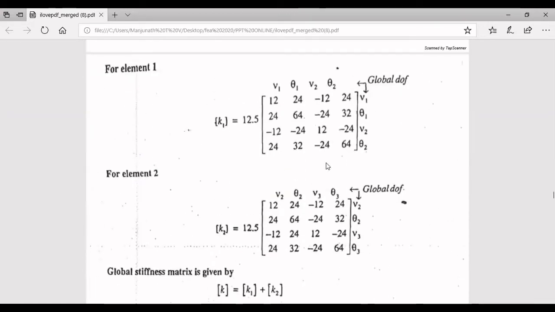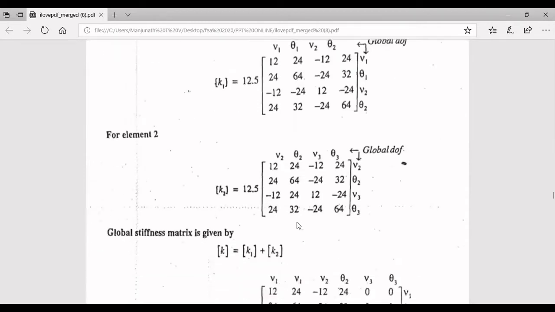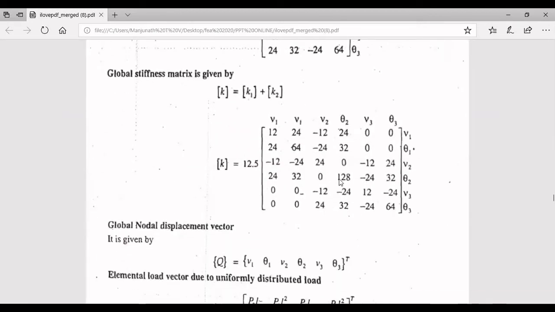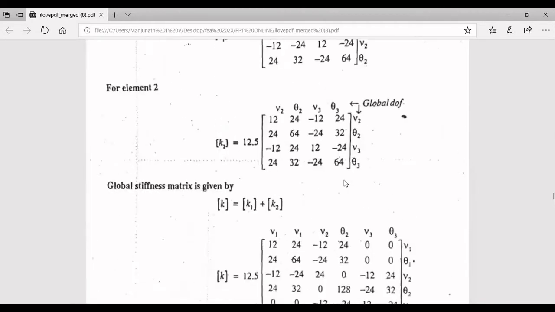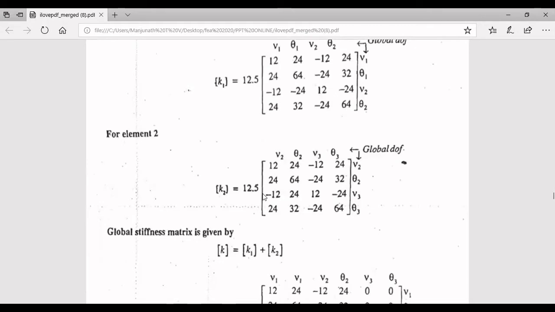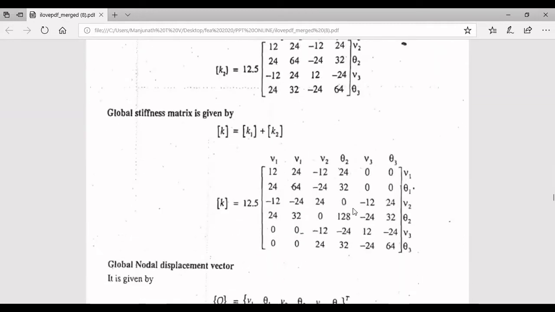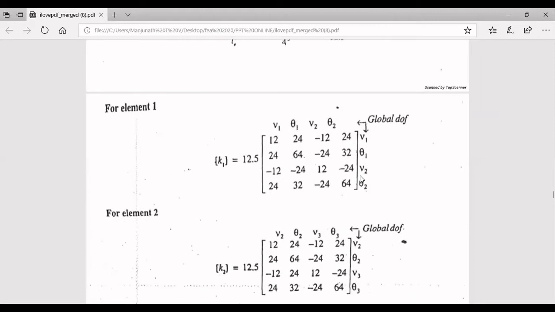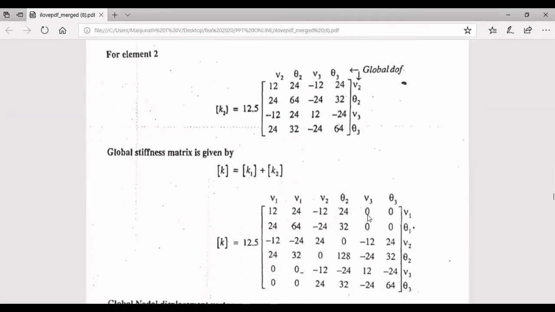Similarly, here 64 and there 64, both with a plus sign, so 64 plus 64 gives 128. Then the remaining values of the second element, since four coefficient values have already been added to the first element, we just write here like this: minus 12, 24, minus 12, minus 24, 24, 32, minus 24, 64. Then wherever there are no common nodes, we don't have any coefficient values, so we keep 0 there.